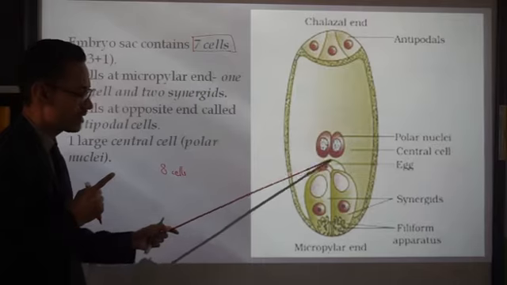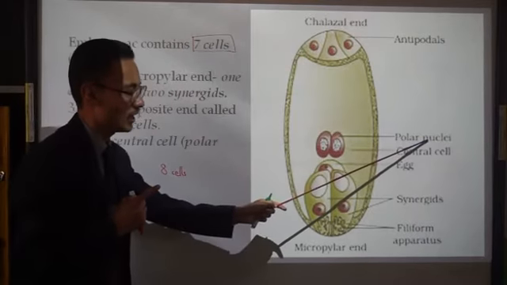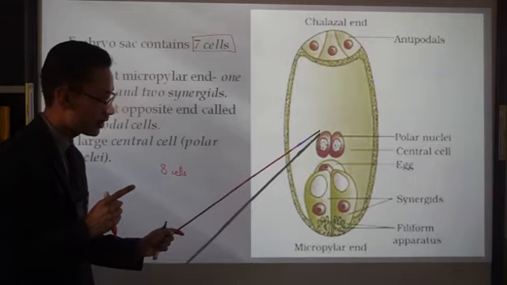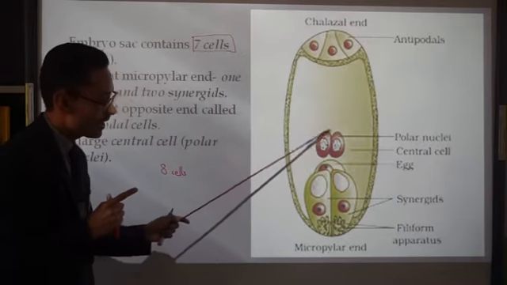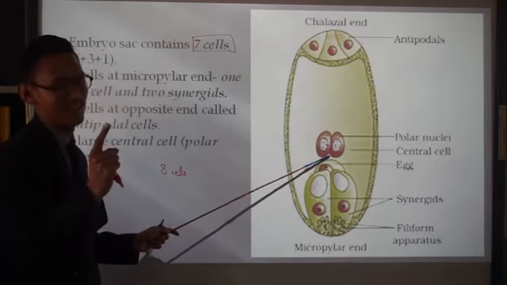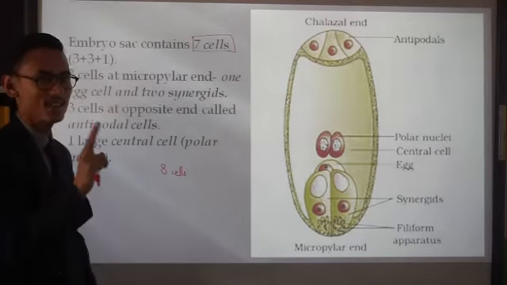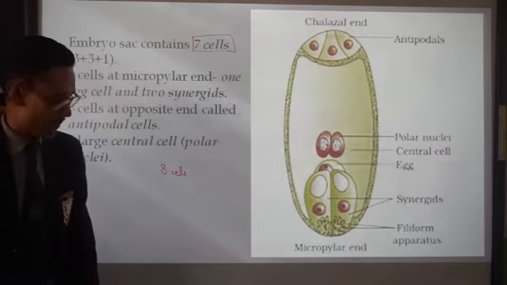So this central cell is called the polar nuclei. It is formed by the fusion of 2 nuclei. So therefore, we will count it as a single cell. That's why inside the embryo sac we are finding how many cells? 7 cells. Now, next thing, remember carefully.